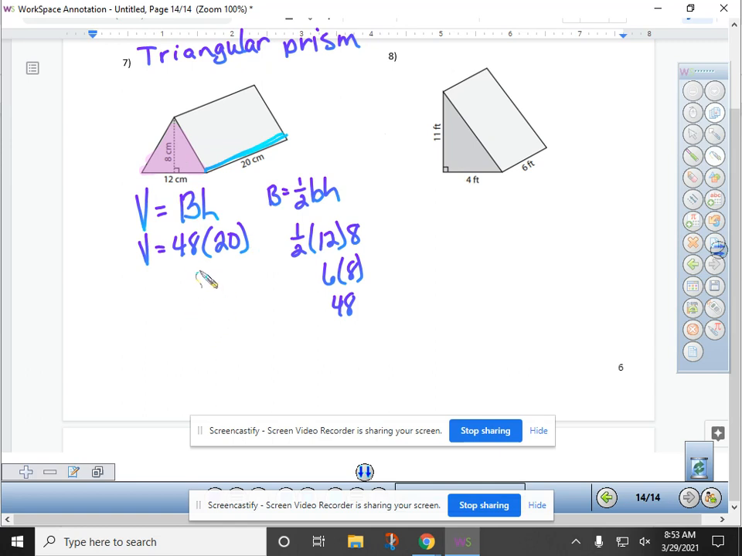What is it? 160. 960. Do you see why 20 is the height of the whole thing?